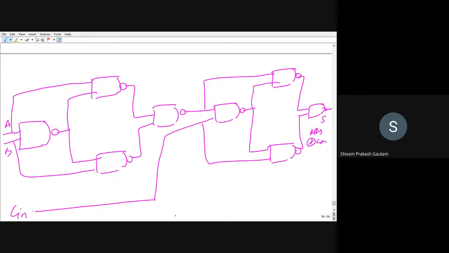If you want to see, finally here we will be having A XOR B. We have already seen in the half adder, and here we are having C in. So here it will be having A XOR B and C in whole bar. Here we will be having A XOR B. Here we will be having C in. Here we will be having A XOR B into C in bar, and here we will be having A XOR B whole bar C in, right? And finally the sum we will be having, that is A XOR B XOR C in.